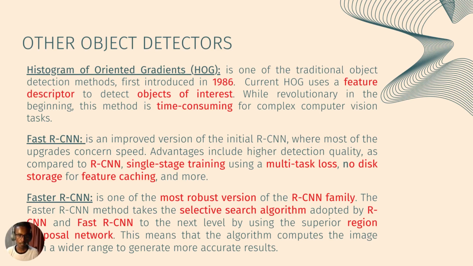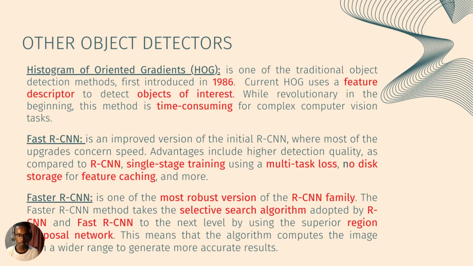The HOG uses a feature descriptor, and it doesn't even utilize a neural network to detect objects of interest. While being revolutionary in the beginning, this method is very time-consuming for complex computer vision tasks.